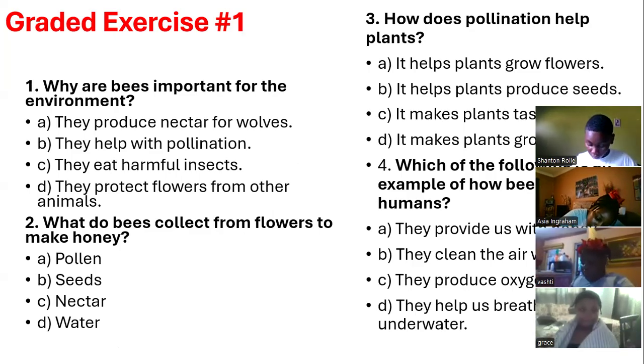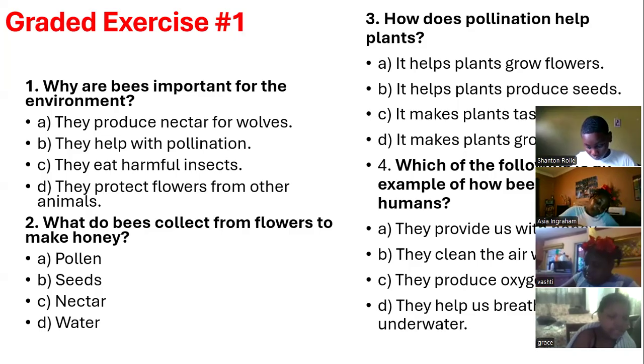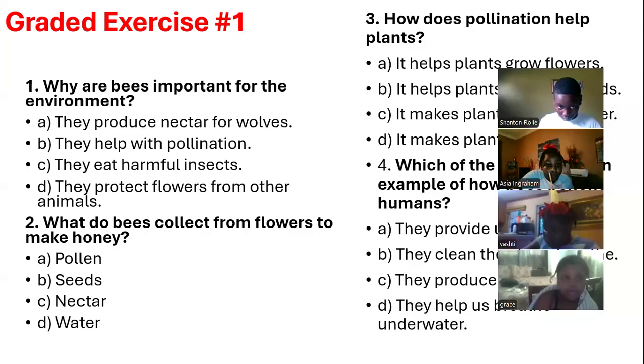Grace, why are you not writing? Why are your arms folded? I just finished writing. What number you on? Number two. Number two, you answered number one already? Yes, sir. All right, make sure your handwriting is neat so that I could be able to see what you're writing. Vashti, what number are you on? I'm going on to number two.